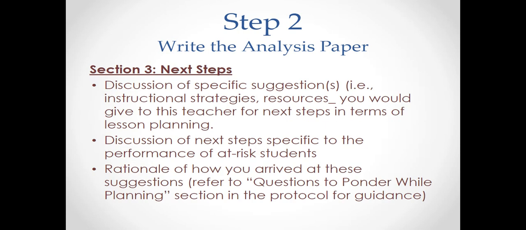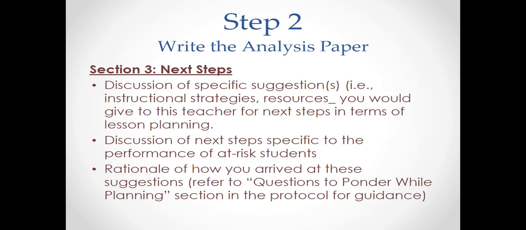All right. The third section of your paper is the final section, and it is next steps. You are going to get into some specific strategies and specific suggestions that you would give to this teacher. These need to be connected to the misconceptions and errors. What I would caution you on is we don't need to give generic feedback to teachers. Don't say things like differentiate instruction or put them in small groups. You need to be a little more specific in terms of the strategies and resources that you recommend to the teacher based on what the misconceptions and errors were.